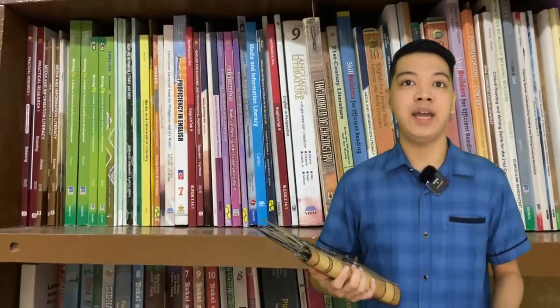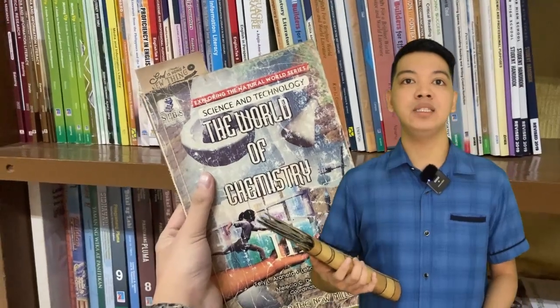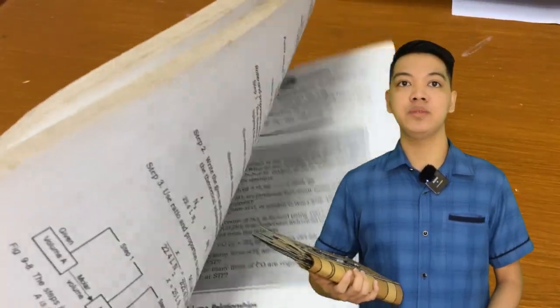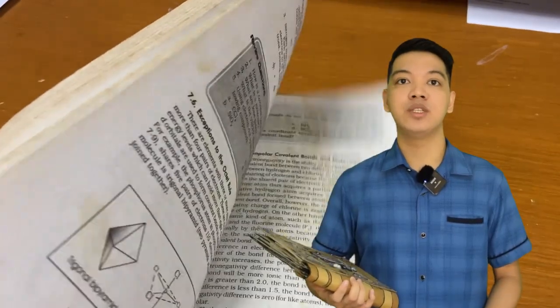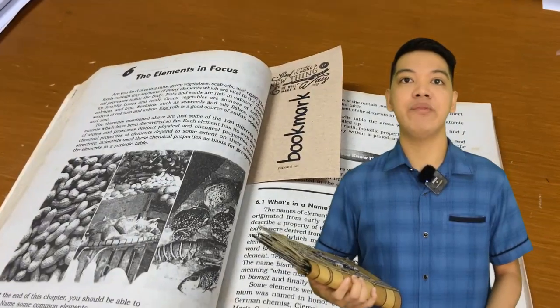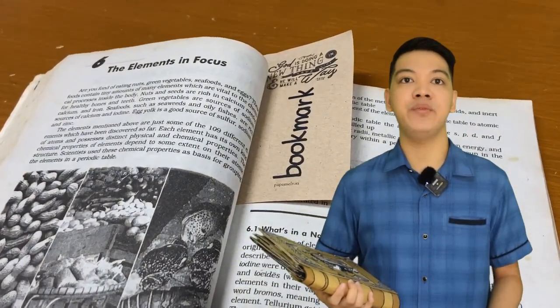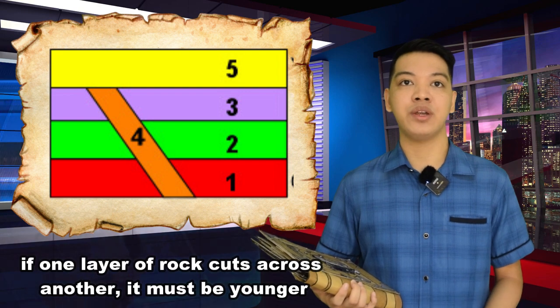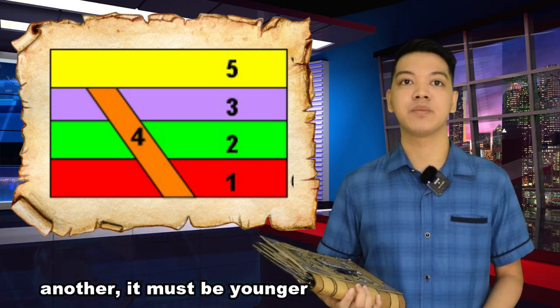Further into the library, you discovered a special bookmark sticking out from the pages of an old book. It was a bookmark from another time. Just like the law of cross-cutting relationships reveals that if one layer of rock cuts across another, it must be younger. It was as though time had left its own markers in the Earth's story.